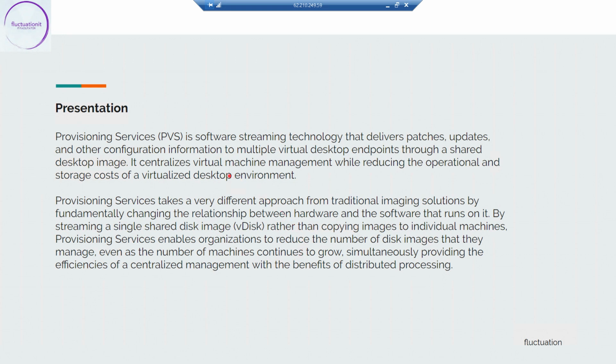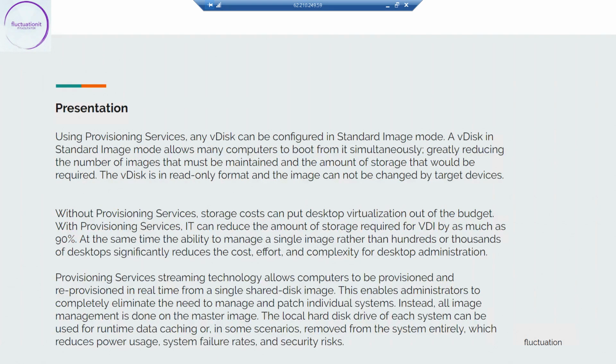So this is the first thing. The real point of PVS is that you will really separate the hard disk that normally sits in your VM or physical laptop or desktop, and you will use only a vDisk. So this is the first thing of PVS. So using PVS, any vDisk can be configured in standard image mode. We'll see what is standard image mode.